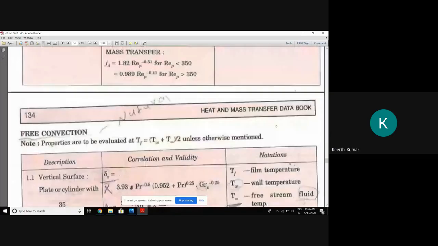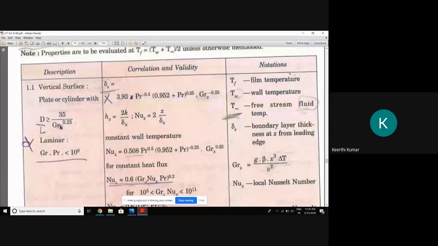Packed beds. Here, free convection, also called natural convection. First, we will take the value of T film temperature. T film is (TW plus T infinity) by 2, where TF is the film temperature, TW is the wall temperature, and T infinity is the free air or fluid temperature, all of which are given. And the Grashof number is g beta x cube delta T divided by the kinematic viscosity squared.